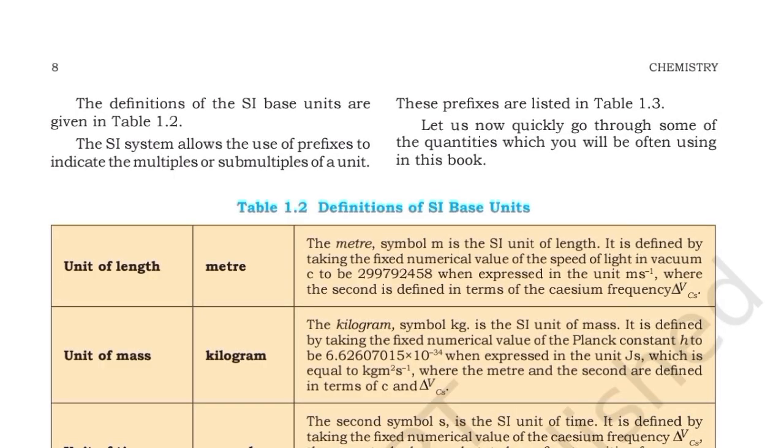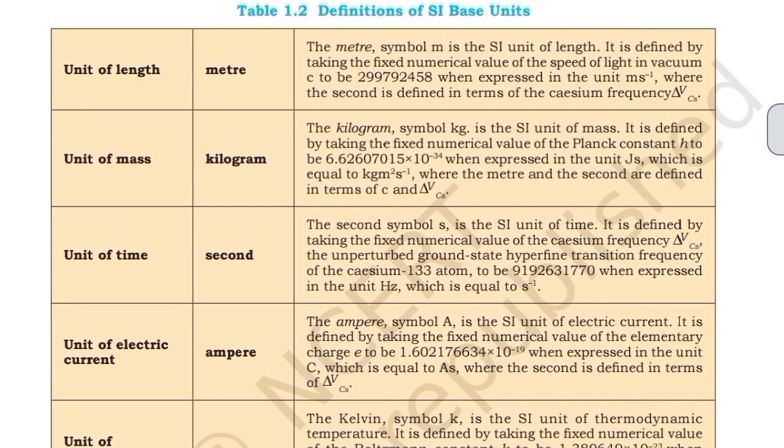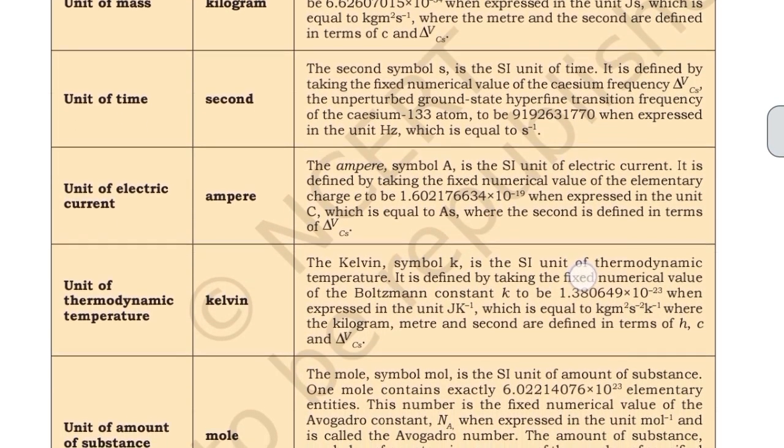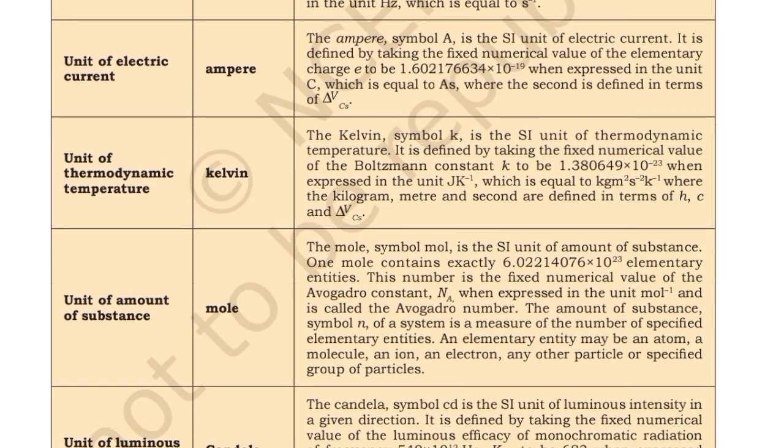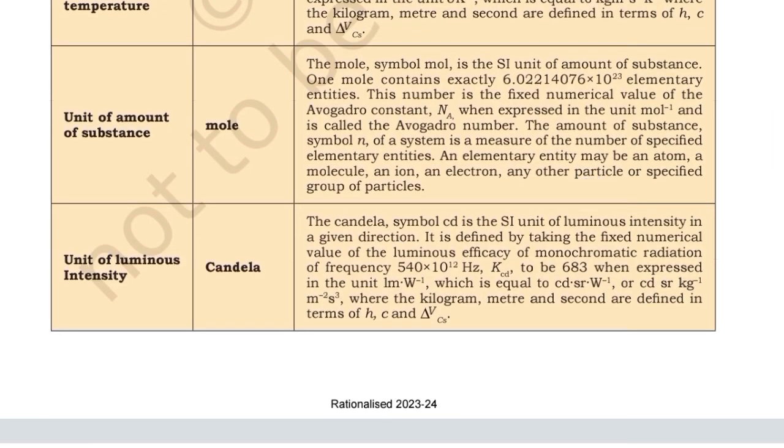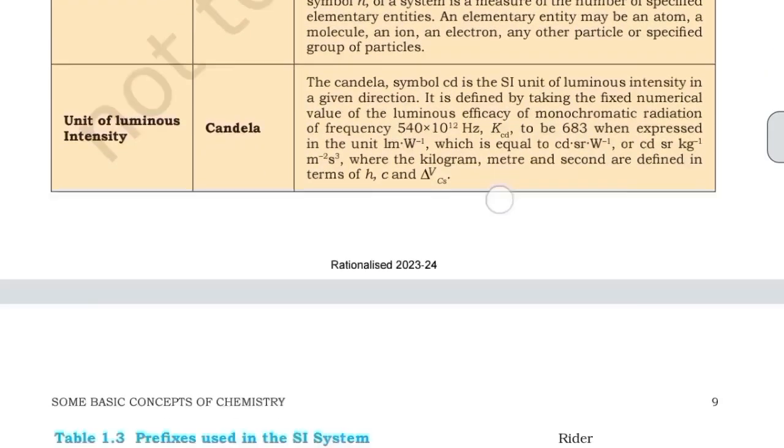The definitions of the SI base units are given in table 1.2. The SI system allows the use of prefixes to indicate the multiples or submultiples of a unit. These prefixes are listed in table 1.3. Let us now quickly go through some of the quantities which you will be often using in this book. Unit of length: meter, unit of mass: kilogram, unit of time: second, unit of electric current: ampere, unit of thermodynamic temperature: Kelvin, unit of amount of substance: mole, unit of luminous intensity: candela.